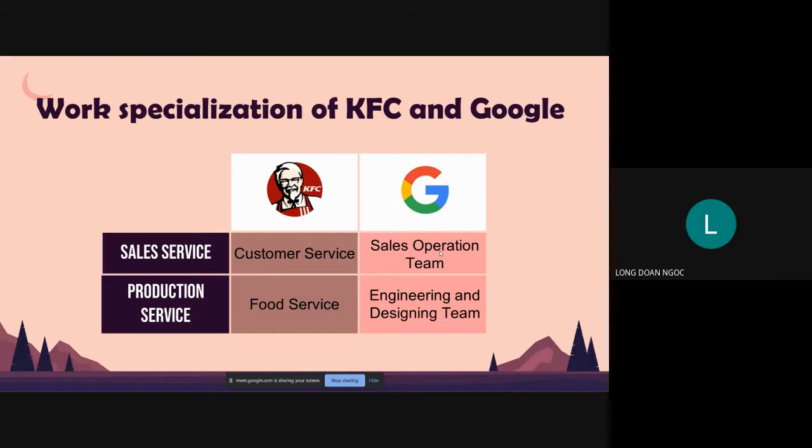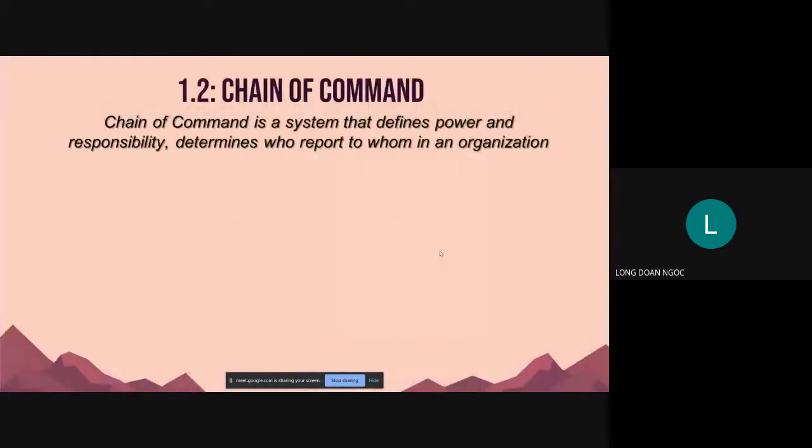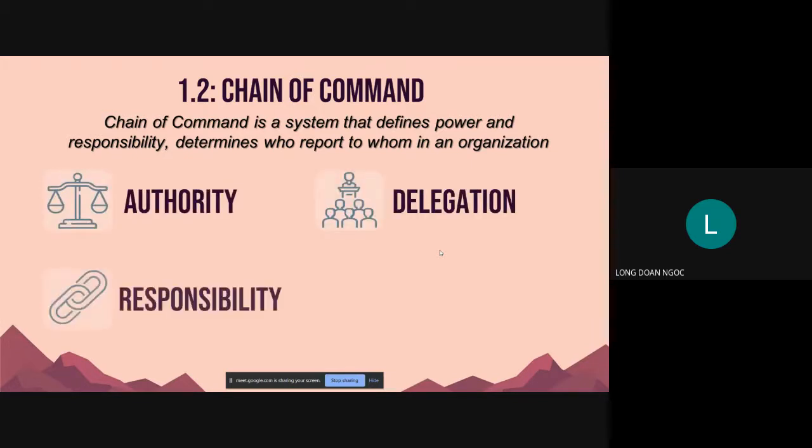Let's look into the chain of command. What is the chain of command and how does power flow inside an organization? Chain of command is the system that determines who reports to whom, which means that each member has the obligation to report to their superior and also has a senior responsibility to their subordinates. At the top of that hierarchy is the CEO and the owner of the organization, and the people that report to them should appear right below. Now, to understand how orders are transmitted in an organization, we must find out what authority, delegation, responsibility, and accountability are.